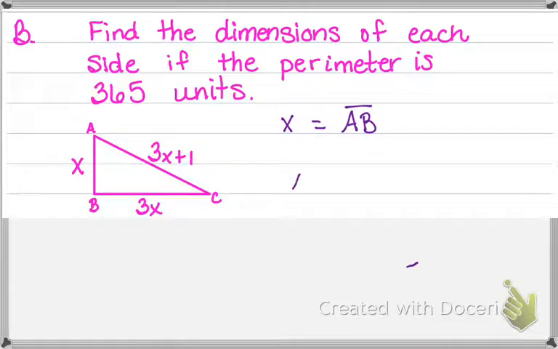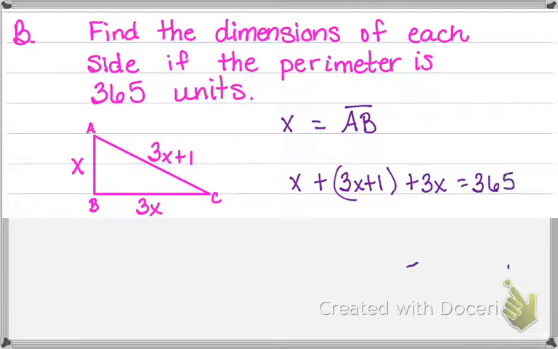So we have x plus 3x plus 1, and I'll put parentheses to know it's a whole side, plus 3x, and that's going to equal 365. Now, let's combine like terms. We have a 3x and a 3x and an x.